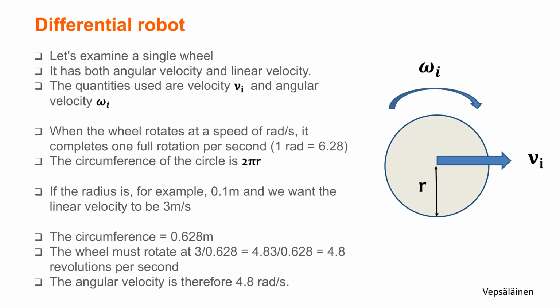Now, let's calculate the linear velocity for a specific case. Suppose the wheel has a radius of 0.1 m, and we want the linear velocity to be 3 m per s. The circumference of the wheel is 2πr equals 0.628 m. To achieve 3 m per s, the wheel must rotate at 3/0.628 ≈ 4.8 revolutions per second. This means the angular velocity is 4.8 radians per s. By understanding these calculations, we can precisely control how fast a robot moves based on wheel rotation speed.